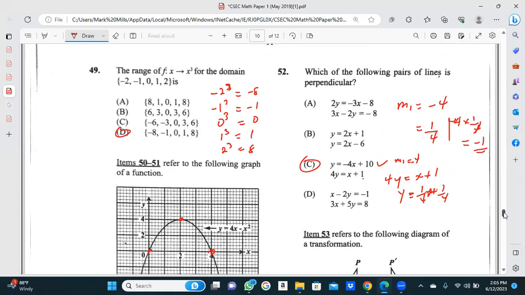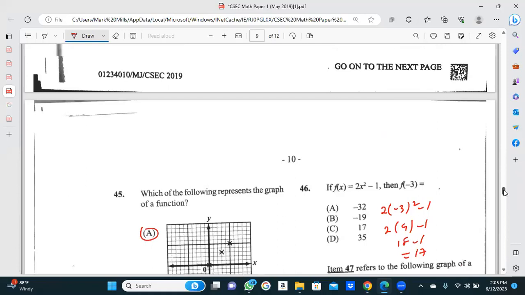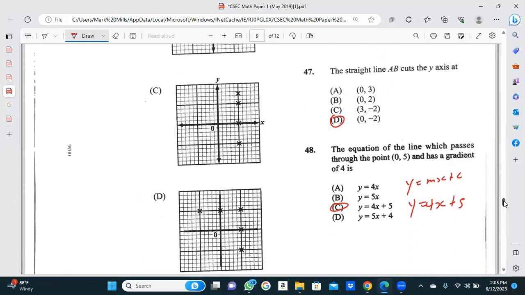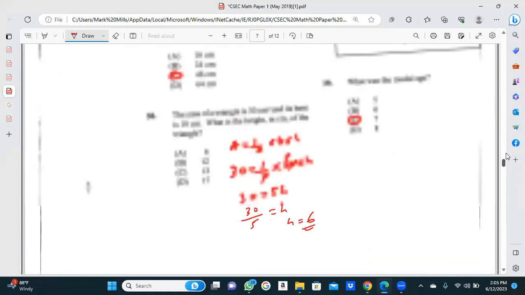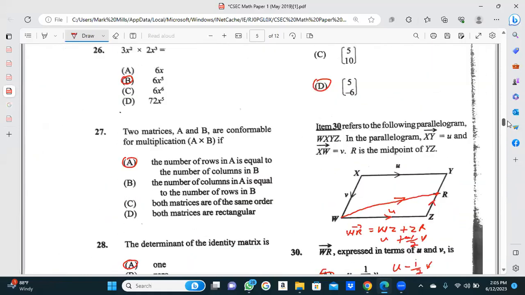Okay, sir, can I see 39 as well? Somebody asked for 27, right? I say 48. This is 48, 4x plus 5. Okay, sir, continue. Somebody asked for 27 previously, and I asked the person to hold on. Let's see if you can help the person.